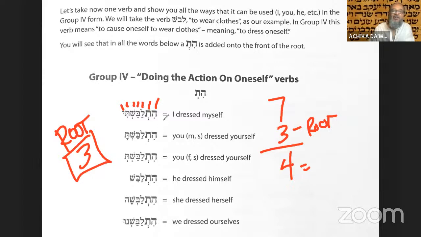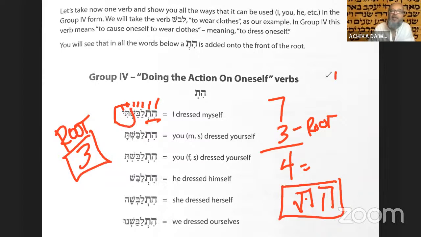On the front here, we got 2 of them, the head and the top. I know that means myself. I got that figured out. The last 2 on the end here mean I. So this is myself. Okay, I'm getting it. And then lavash means to wear something. So I dress myself. I cause myself to wear clothes, then I dress myself.